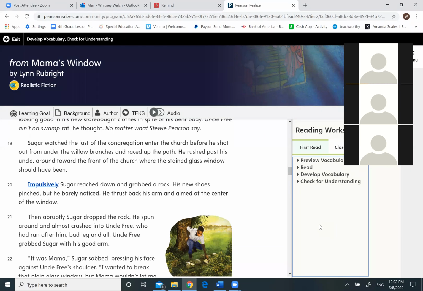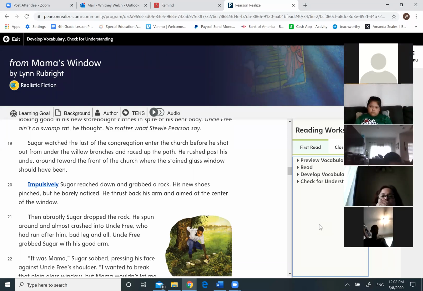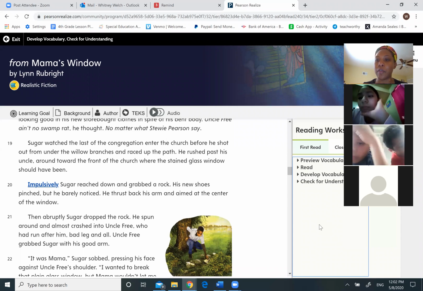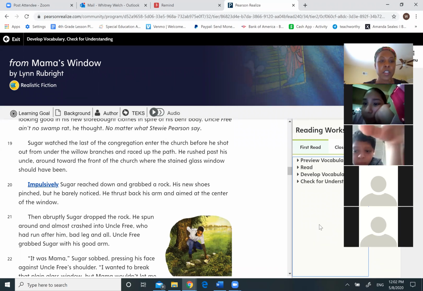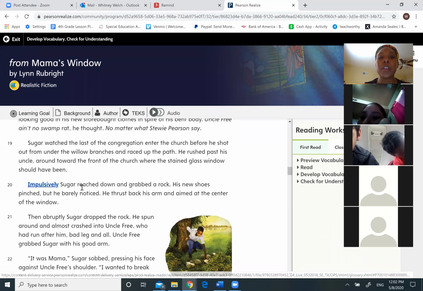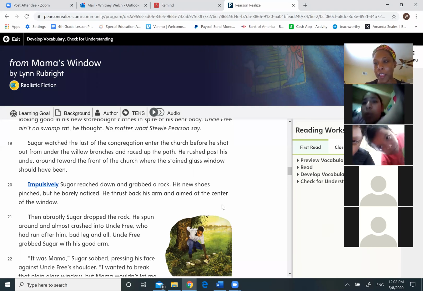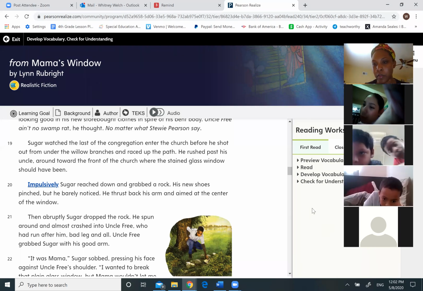What is he doing? He is trying to break the window. Very good. And it says he did it impulsively. That's a key word, another vocabulary word right there. Impulsively, Sugar reached down and grabbed a rock. What does impulsively mean? Doing something without thinking about the consequences.